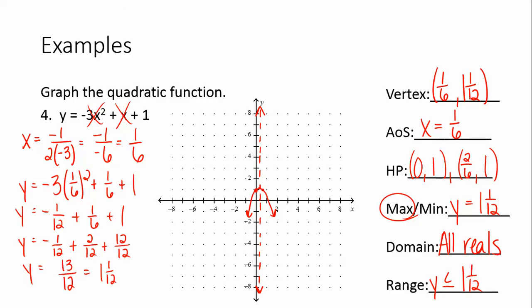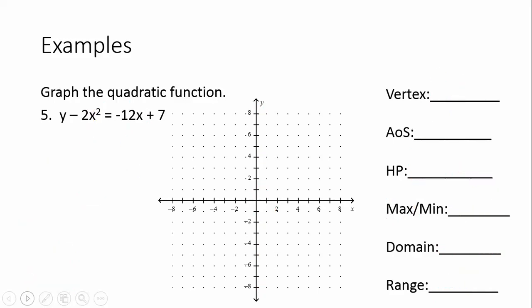If you got this, that is pretty impressive. If you didn't, hopefully you can try to figure out or understand where you went wrong, but let's go on to another one, try one more on our own. Hopefully this next one's a little easier. So we have y minus 2x squared equals negative 12x plus 7.